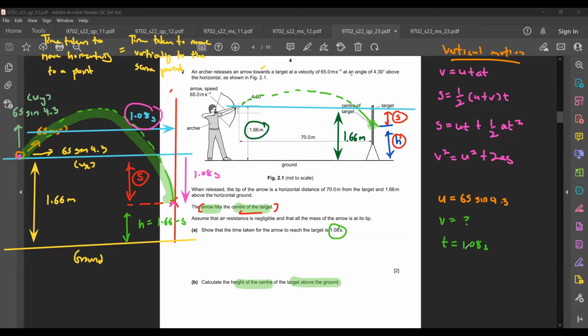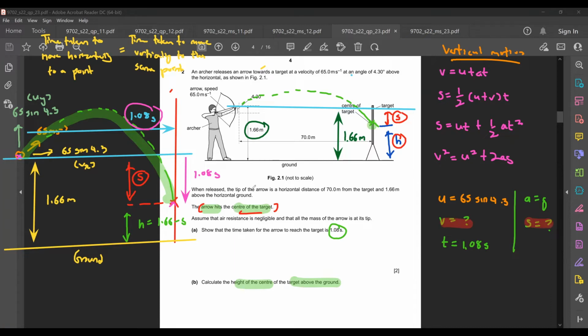So that's why I can say that in terms of the vertical motion, the time is also 1.08 seconds, because I already found out the time to move horizontally to the same point in the first place. And then do I know my acceleration? My acceleration is going to be equal to gravitational acceleration. And then finally, the displacement is what I want to find. Now, usually when you list out your variables like this, you will notice that you often end up with two unknowns. In your case here, you have two unknowns, the final velocity and the displacement.